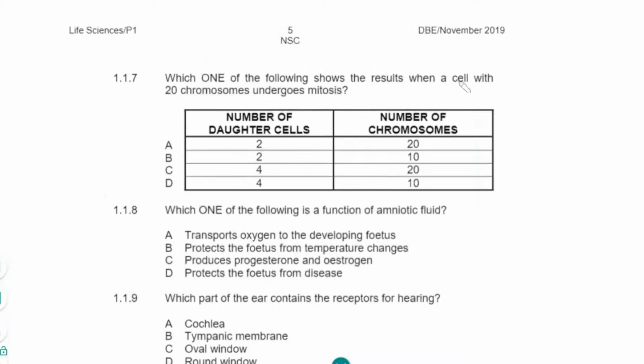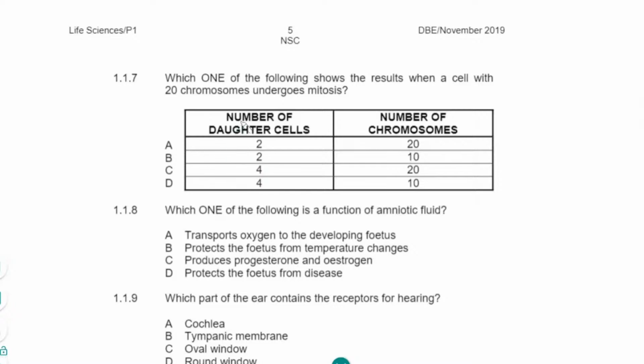Which one of the following shows the results when a cell with 20 chromosomes undergoes mitosis? Remember, it keeps the chromosome number in the daughter cells. Okay, before you go there, mitosis results in the formation of two cells. Meiosis results in four. Mitosis results in keeping the chromosome number. You must know that in your head.